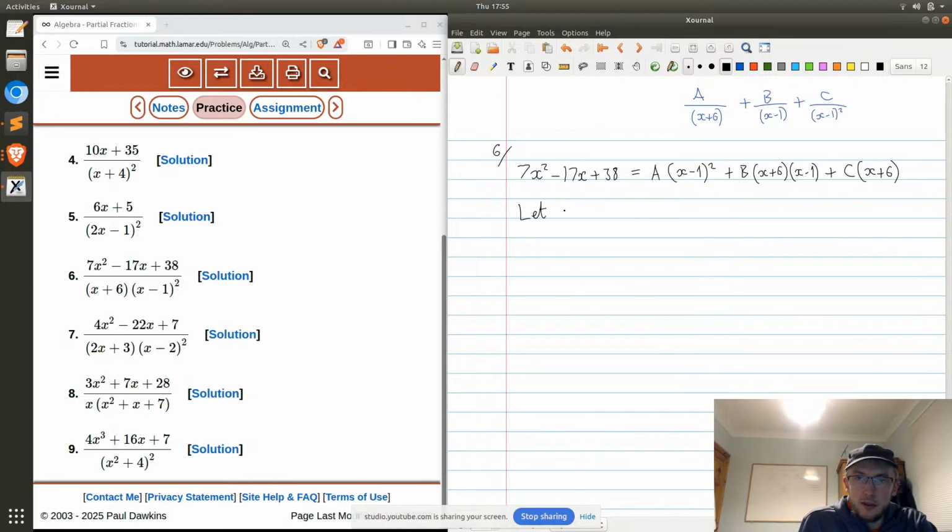Let x equal negative 6. If x is equal to negative 6, then the second and third terms will vanish. And the first term will stay. So negative 6 minus 1 is negative 7. Negative 7 squared is 49. So the right-hand side turns into 49a.